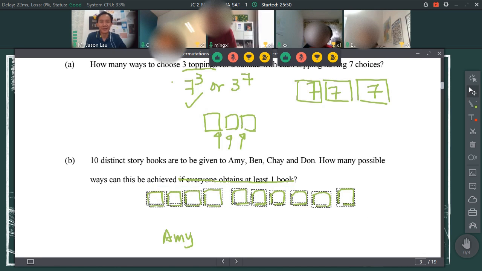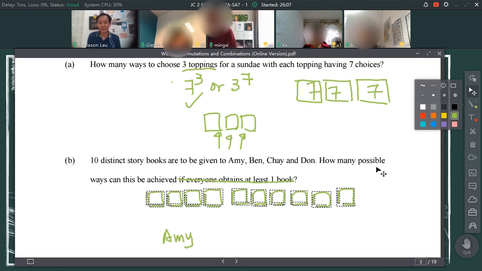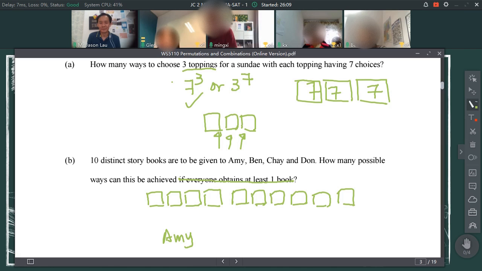For those Kai Xing and Grander, you see that the boxes are not the books. In this case, Amy, Ben, Che, and Don are the boxes. Sorry? How come? I thought they are distinct, different people.